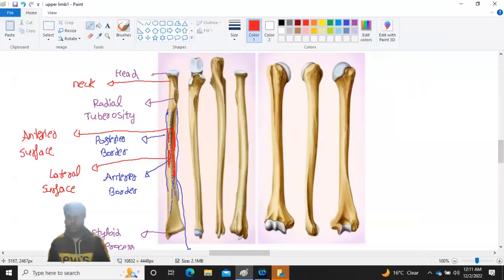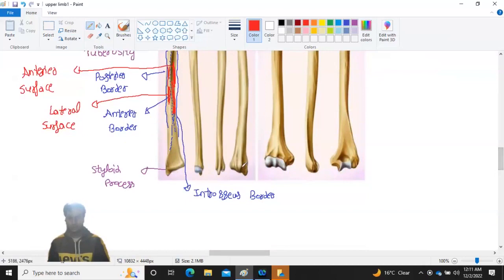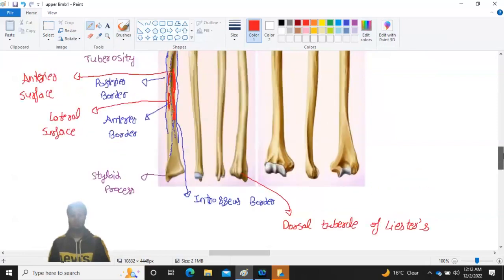So on the posterior side we can see this tubercle, which is called dorsal tubercle of Lister's, or Lister's tubercle. Dorsal tubercle of Lister's. Done. So these are the radius markings.